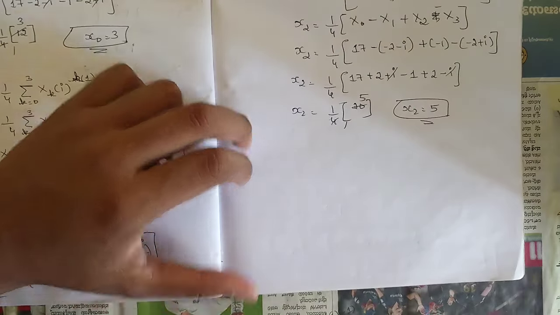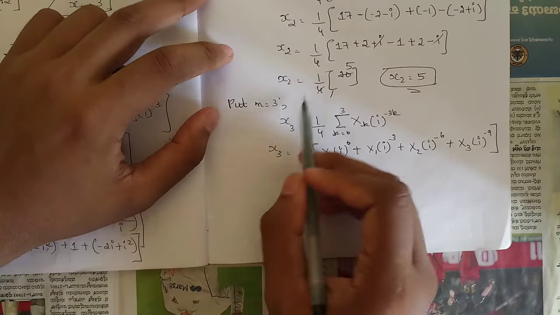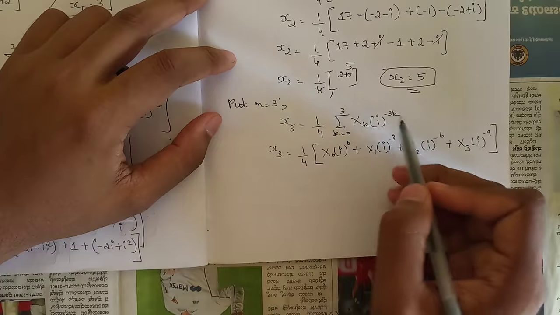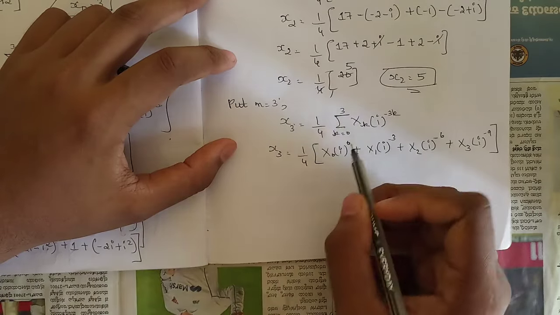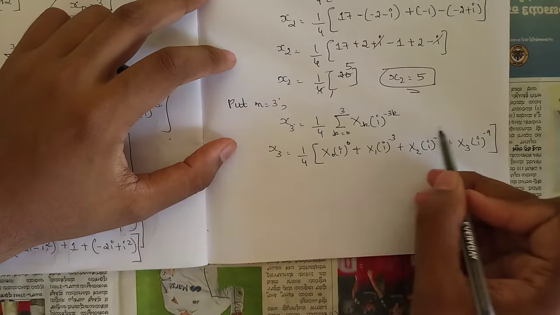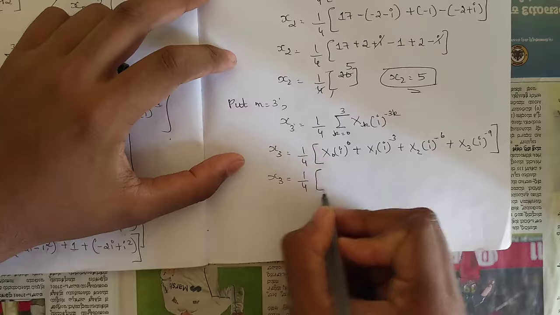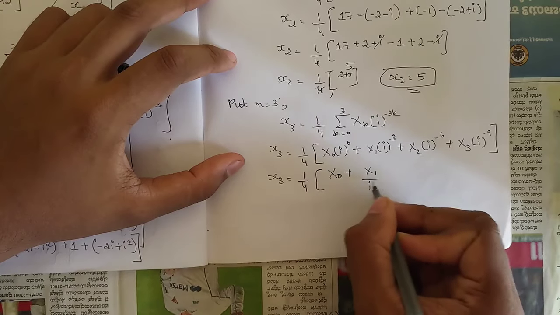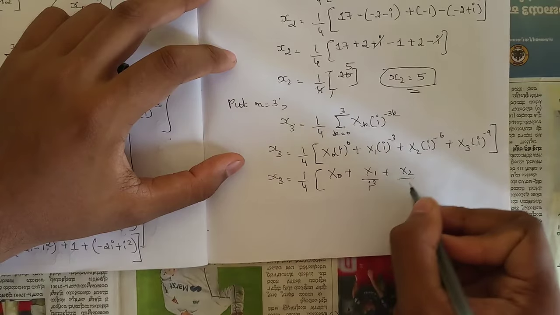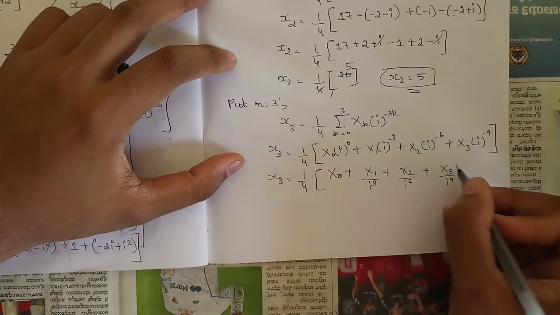Similarly find x3. So now we find x3. I substitute the value of n as 3, so in the place of n it is now 3k. So remove the summation. I have written 0, minus 3, minus 6, minus 9. So now x3 is equal to 1 by 4 into i to the power 0 is 1, x0, plus x1 by i cube, plus x2 by i to the power 6, plus x3 by i to the power 9.